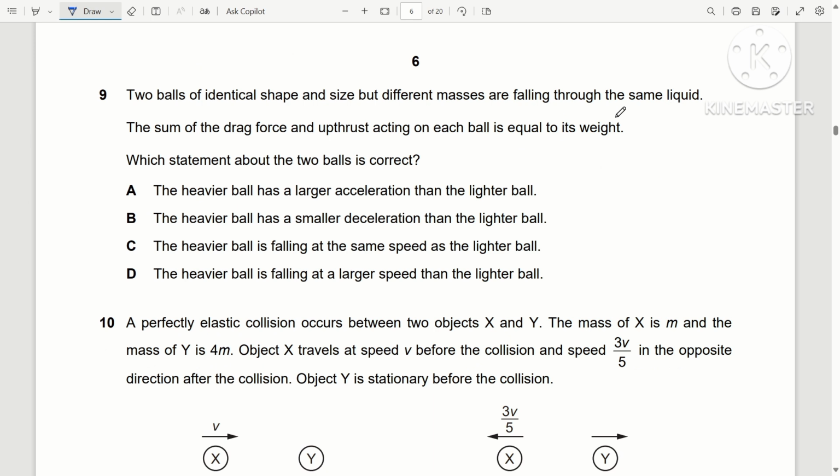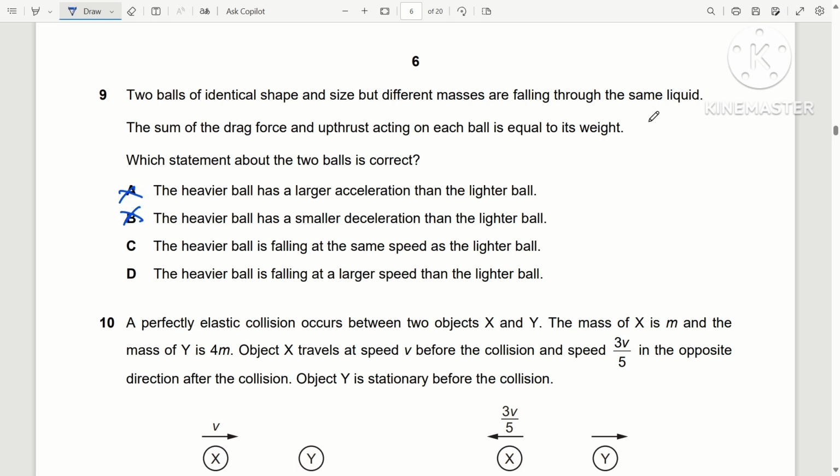Question number 9. Two balls of identical shape and size but different masses are falling through the same liquid. The sum of the drag force and upthrust acting on each ball is equal to its weight. Which statement about the two balls is correct? If the sum of drag force and upthrust is equal to weight, this means it will move with constant speed. So option A and B will cancel out. Now only option C and D are left.